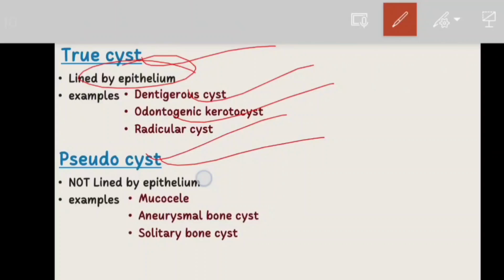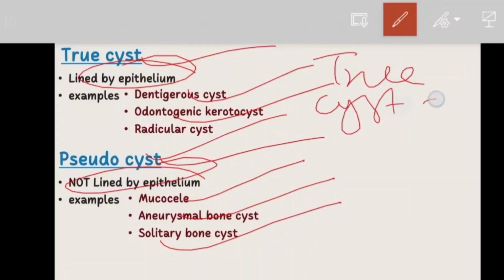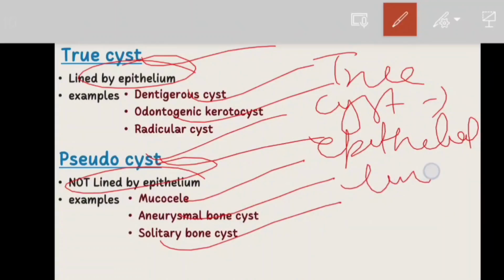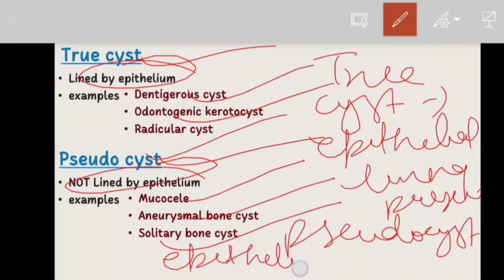Now here the pseudo cyst. A pseudo cyst is not lined by an epithelium. Examples of a pseudo cyst are mucocele, aneurysmal bone cyst and the solitary bone cyst. So the easiest way to remember is that the true cyst means epithelial lining is present, while the pseudo cyst means epithelial lining is absent.